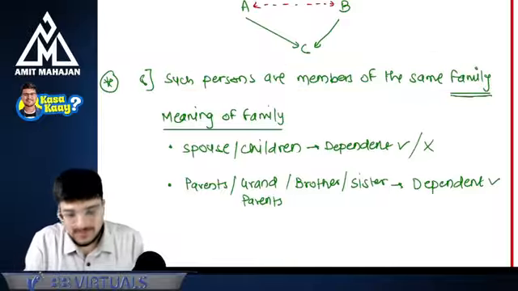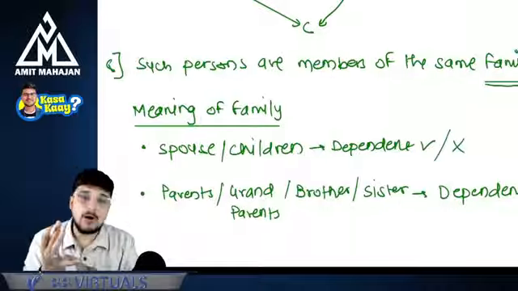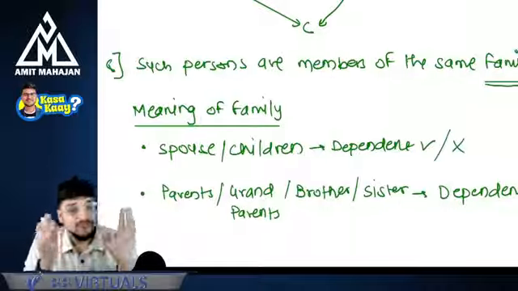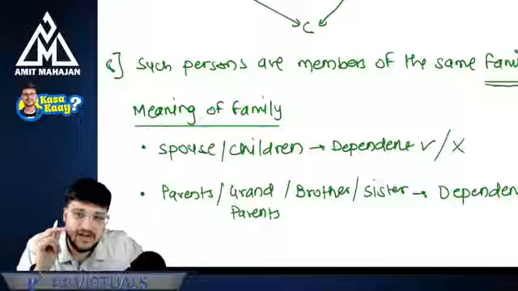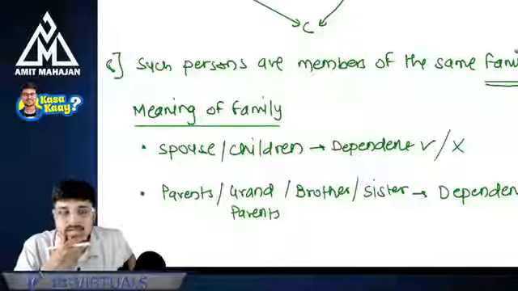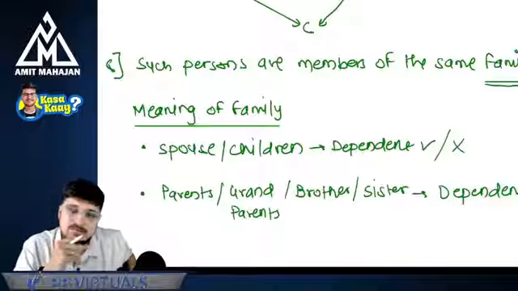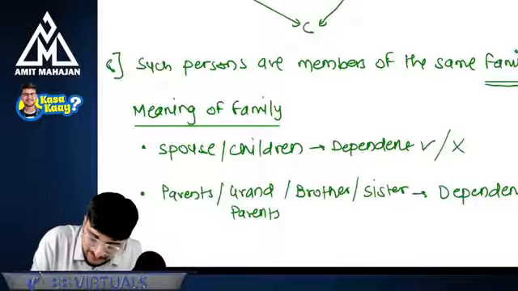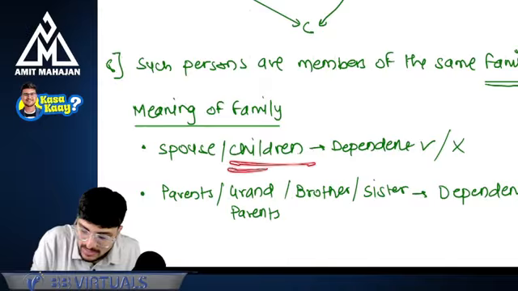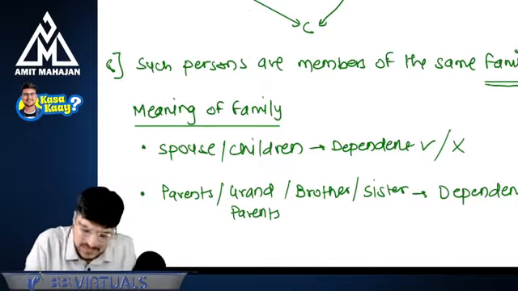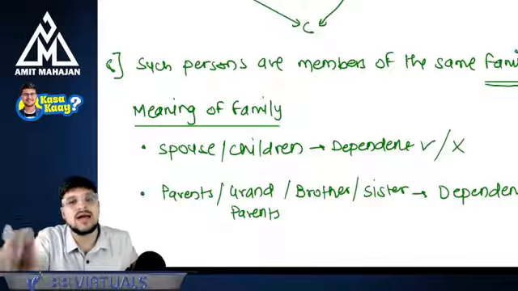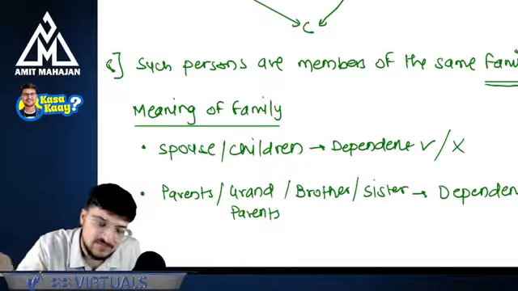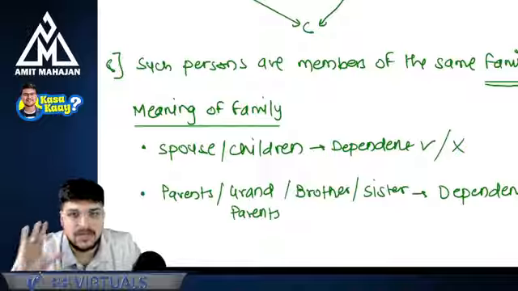So what is the meaning of family? Family means if it is a spouse or children, whether they are dependent on me or not, they will always be considered as my related parties. If that person is my spouse, or if they are my children, whether dependent or not, they will be considered as my family and ultimately related parties.